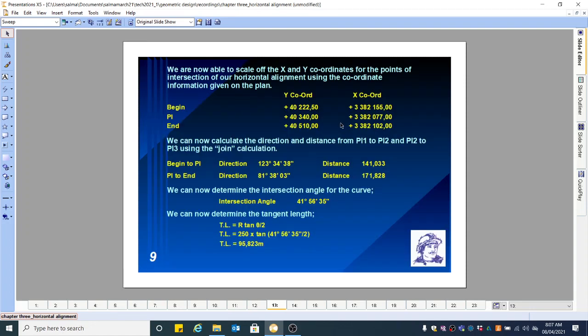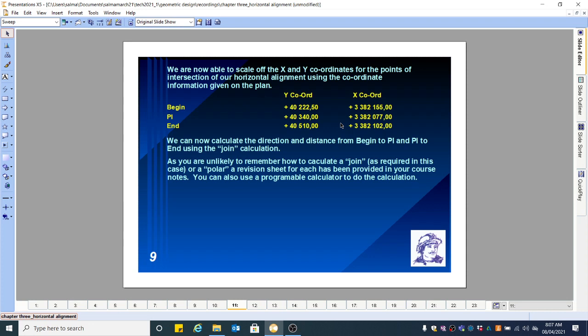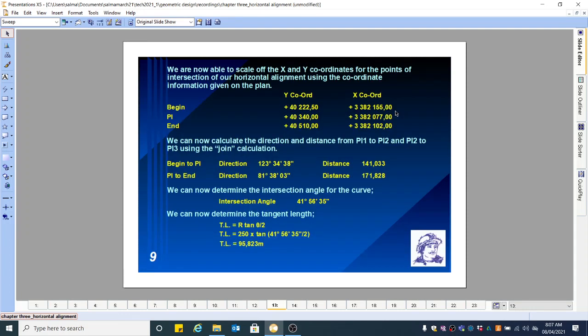We are now able to scale off the x and y coordinates for the points of intersection of the horizontal alignment using the coordinate information given in the plan. So the beginning y coordinate is 4022.50. The x coordinate there is 42.50. That's the beginning, 3382.155.00. These are the distances that you scaled off. The PI point coordinate is there and the end coordinate is there.